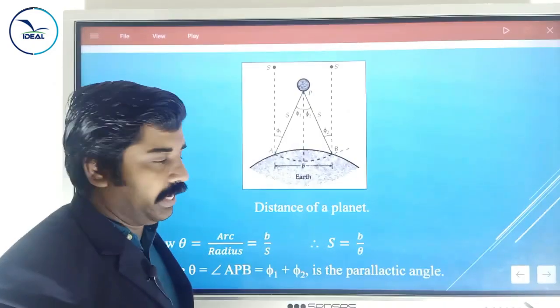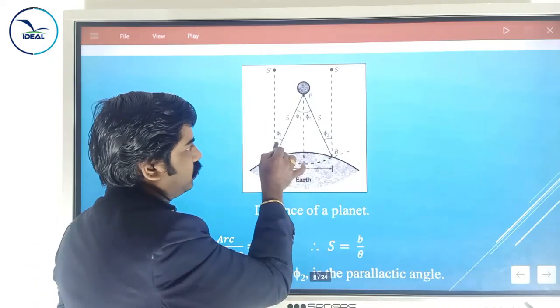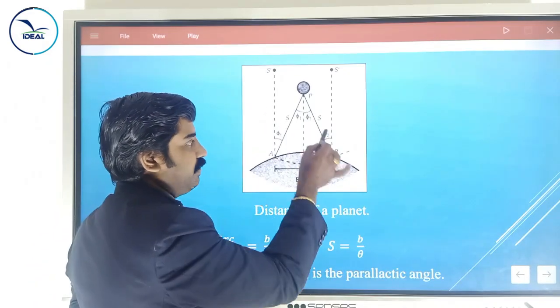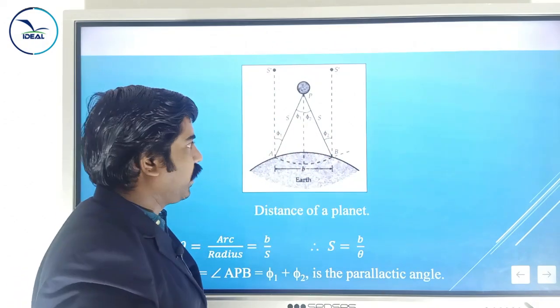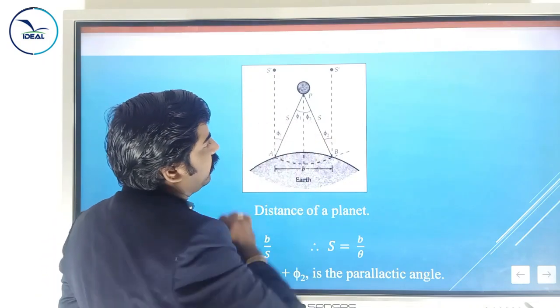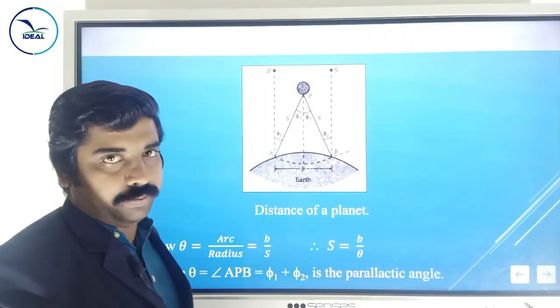Likewise we can find. This is a triangle and this is also a similar triangle. So if this is phi 1, then it is also phi 1. Likewise this, if it is phi 2, then it is also phi 2. Then this total angle is taken to be theta. That is our parallactic angle.